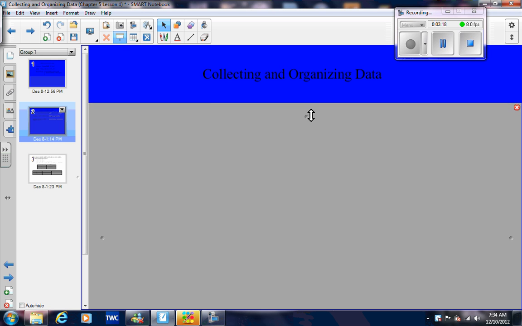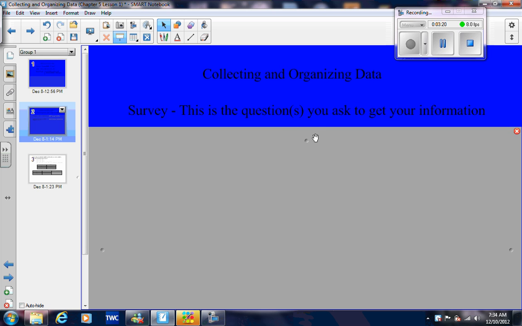All right, some more about collecting and organizing data. The survey is the question, or these are the questions that you're going to ask to get your information. When you start to collect data, you've got some things that you're going to collect, and that is going to be part of your survey.